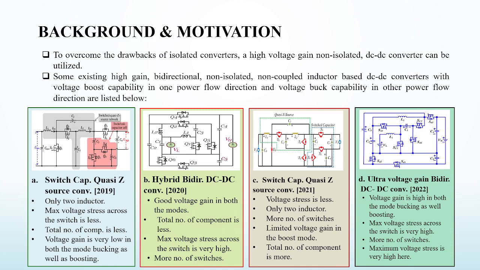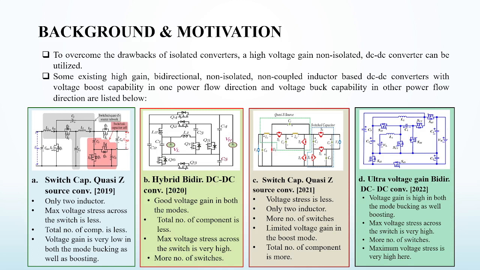Topology in D, ultra voltage gain bidirectional DC-DC converter. It was published recently in 2022. Voltage gain is very high in both bucking as well as boosting mode, but the maximum voltage stress across the switch and diode is very high, and the author has used a very large number of components to develop this topology.